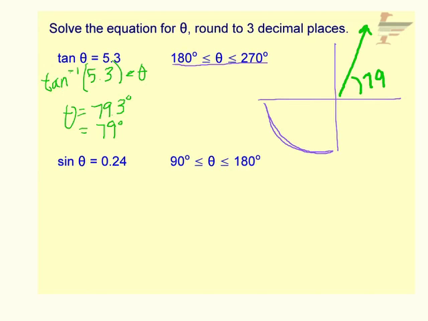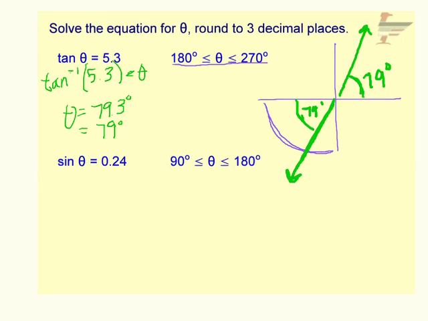That's 79 degrees. So, how can we get an angle that's between 180 degrees and 270 degrees that will give us the same trig value of 5.3? Well, we're going to treat this 79 degrees as a reference angle, because reference angles give us the same trig values. So because you are 79 degrees off the x-axis here, we're going to go 79 degrees off the x-axis here. And this angle where this lands is going to be what we're looking for.